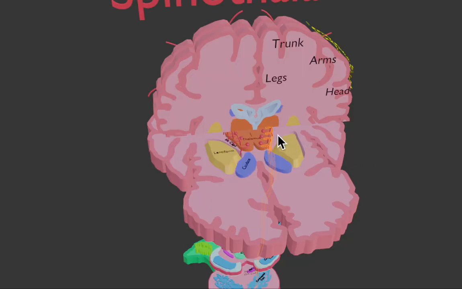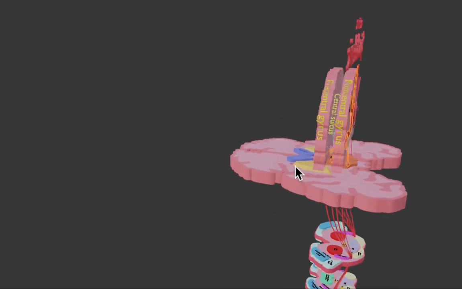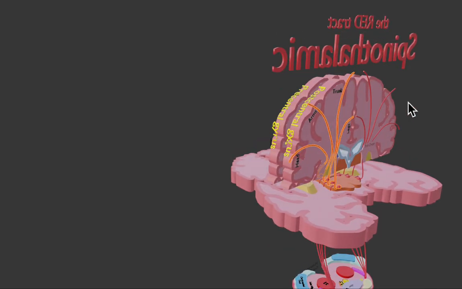To be specific, that is the VPL, or the ventro-posterolateral nucleus of the thalamus. Neurons from the VPL originate and go to the cortex. This is called the third order neuron. Where do they go? They go to the postcentral gyrus. In other words, that's the somatosensory cortex.